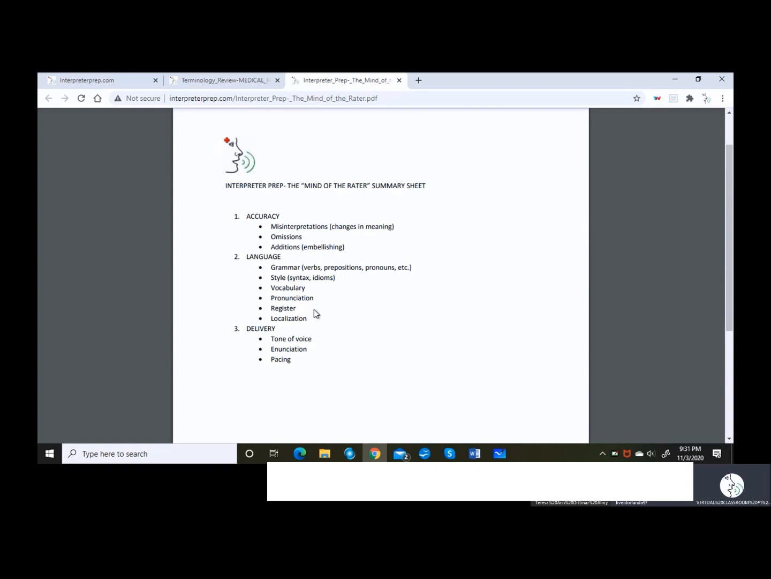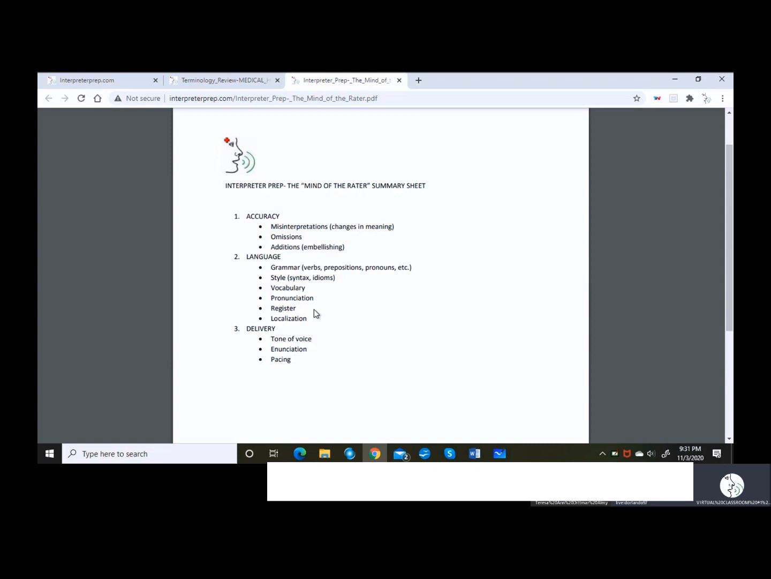If you're interpreting and they say the word hypertension, you would need to interpret as hipertensión, the higher register. Obviously it's the same as saying high blood pressure, but it's a medical term.